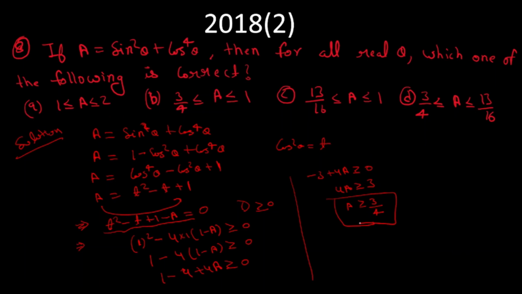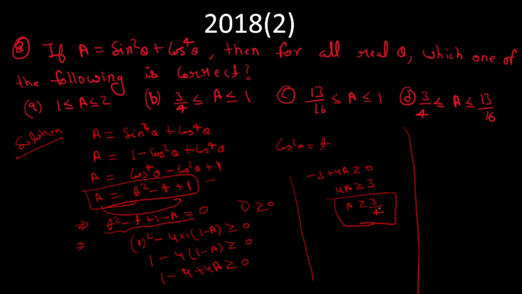And what is the minimum value of a? We know that for finding the minimum value of this expression, we will make it a perfect square. Okay, so a is greater than or equal to 3 upon 4.